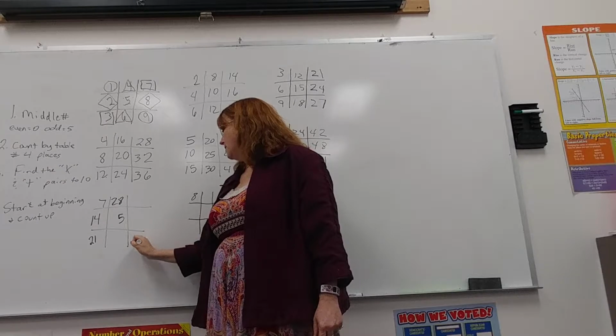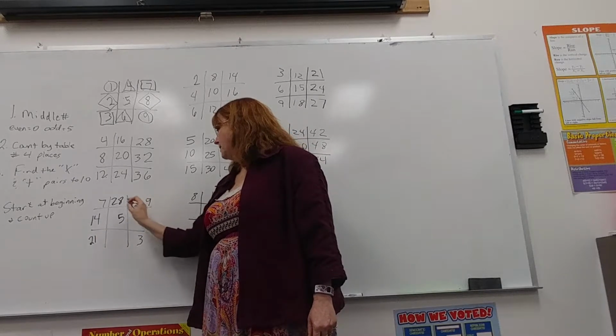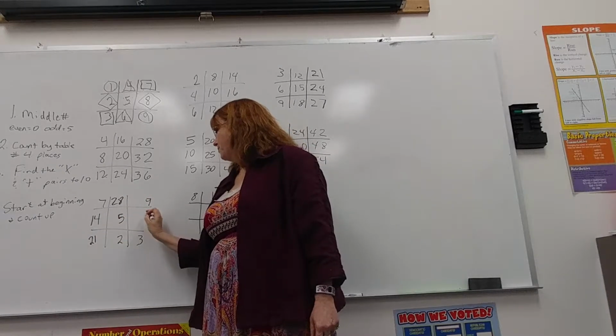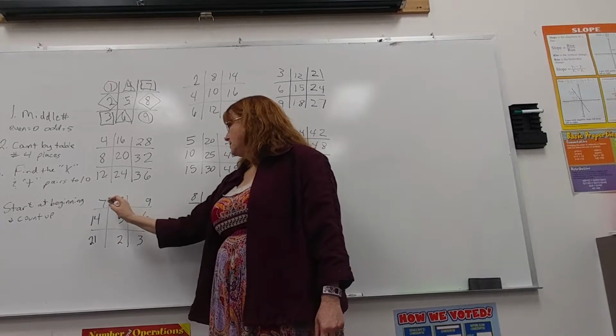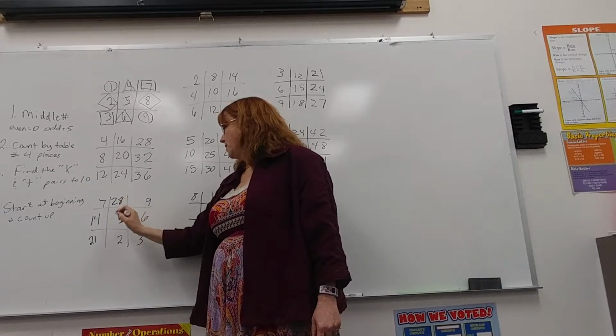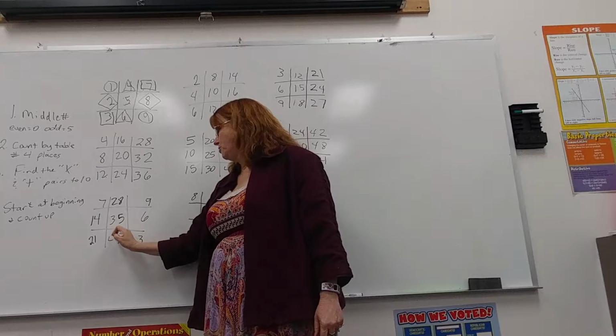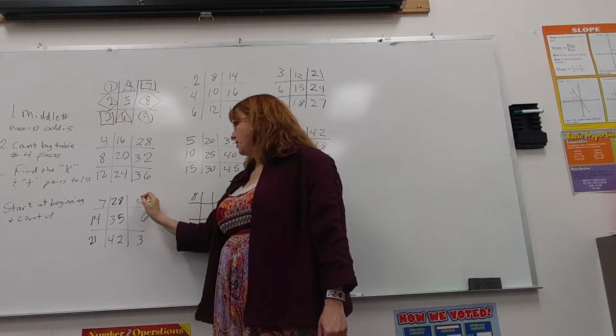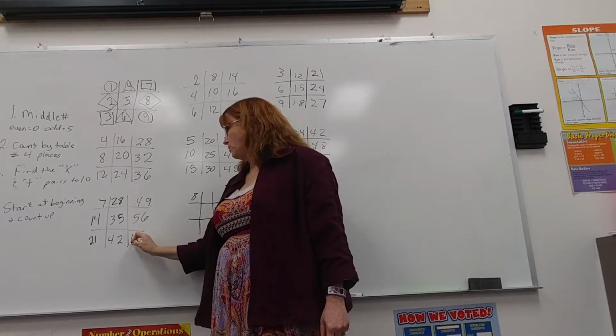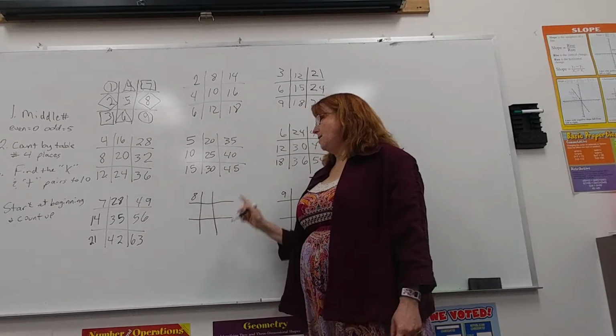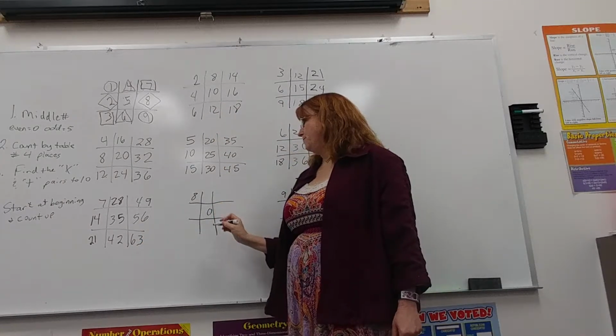7 and 3, 1 and 9, 8 and 2, 4 and 6, 7, 14, 21, 28, 35, 42. We've already figured that out. 49, 56, 63. The 8s table, middle value is 0.